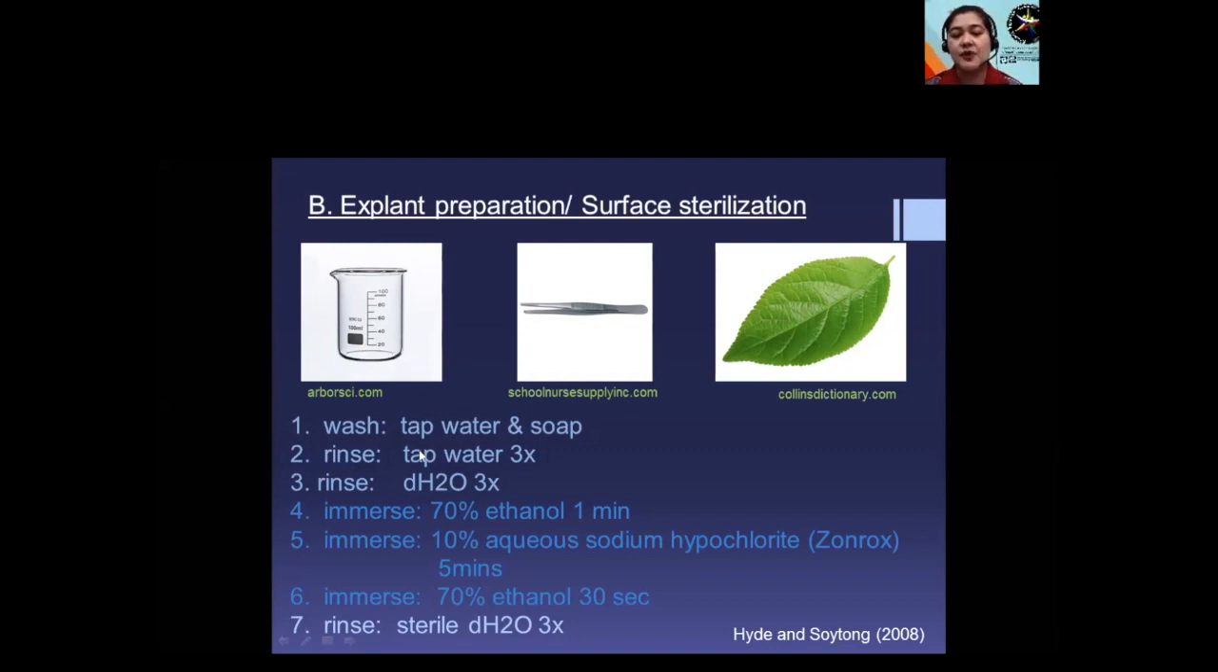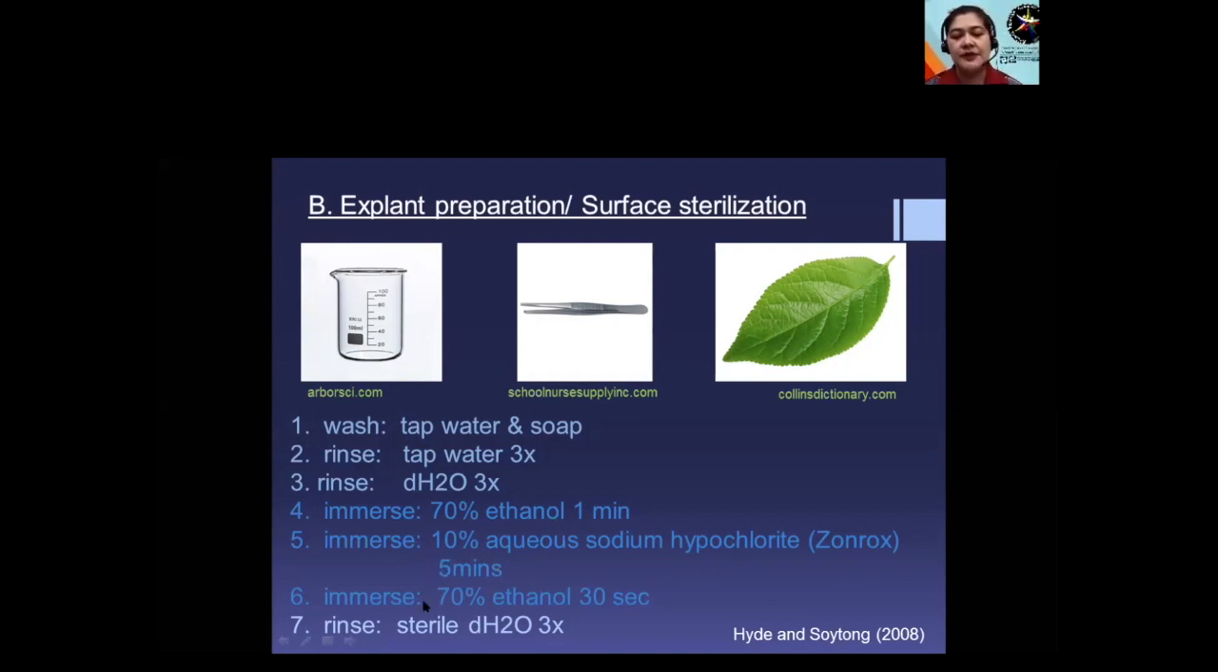And then after which, buhos mo yung ethanol, and then ang isunod mo naman ngayon is aqueous sodium hypochlorite. That is your Zonrox. Okay? So how do you make it 10%? That would be water, which is 9 parts, and your Zonrox, which is 1 part. 10% aqueous sodium hypochlorite na po yun. Okay? 5 minutes ninyo siya ibababad.